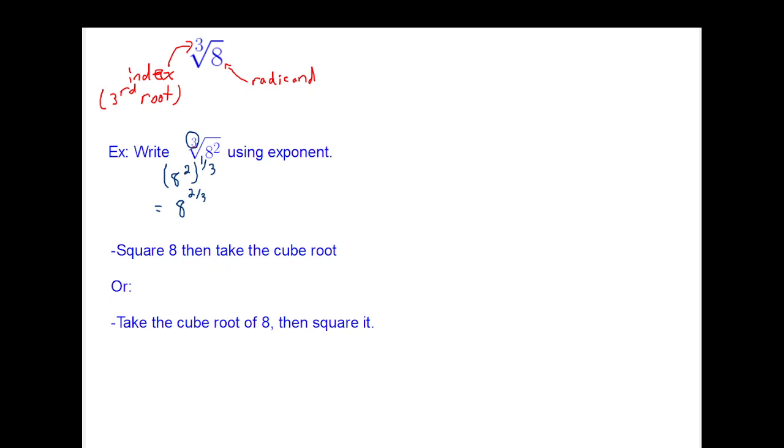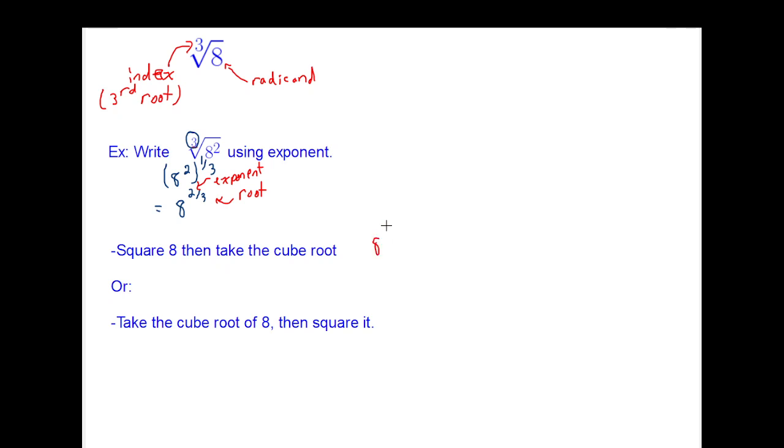So the 3 in this case tells us which root we're looking at. I'll see if I can write that over here. And the 2 tells us which exponent we're looking for, like your traditional exponent. I know that 2/3 is an exponent, but this 2 would indicate that we're squaring this. And so that's why here we say that we can either square the 8 and then take the cube root. So that would look like this.